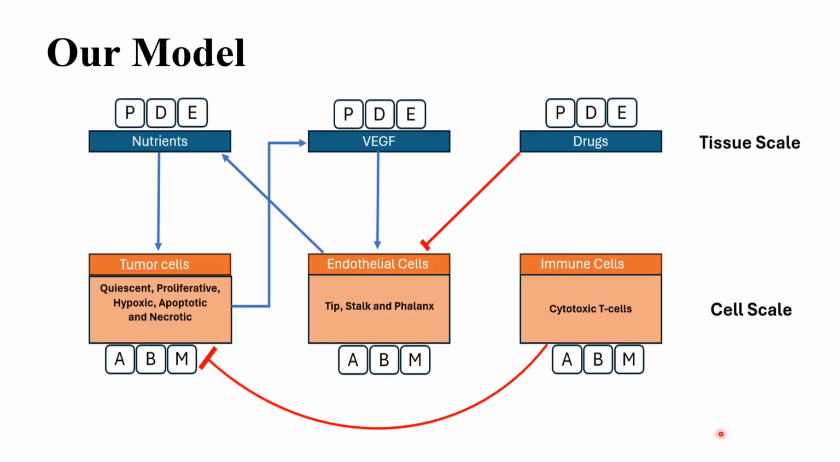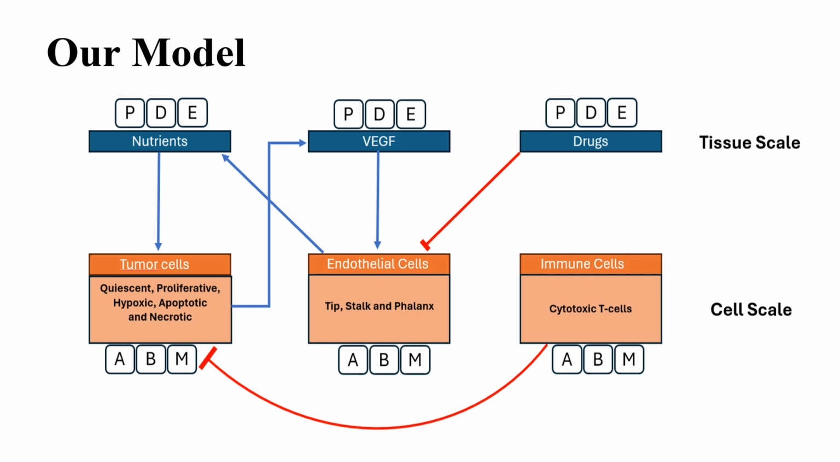We've also integrated immune cells at the cell scale and drugs at the tissue scale. The drug we're using inhibits the endothelial cells, preventing them from forming new blood vessels. Meanwhile, the cytotoxic T cells target and kill the tumor cells, simulating what happens during immune therapy.